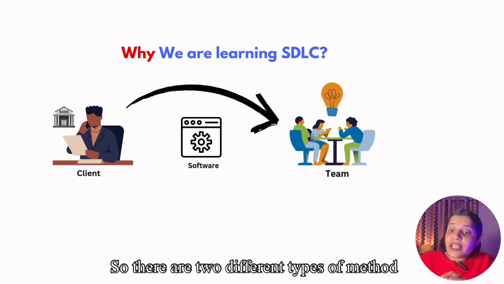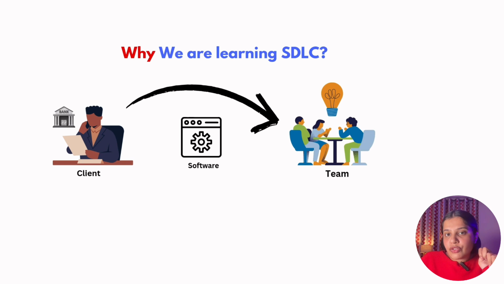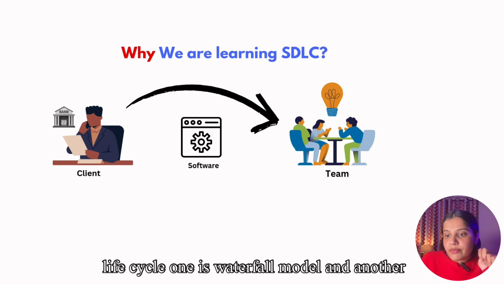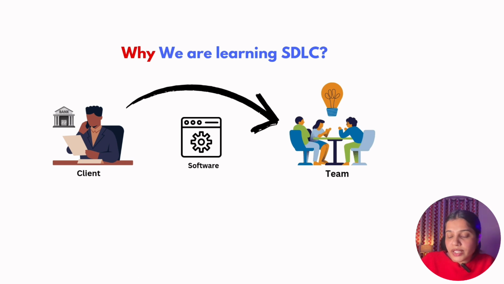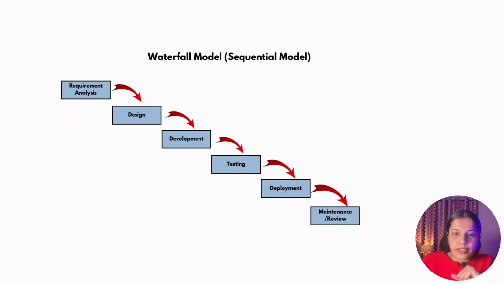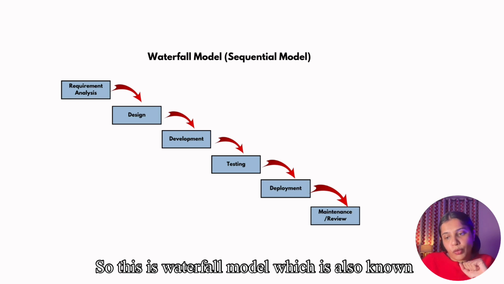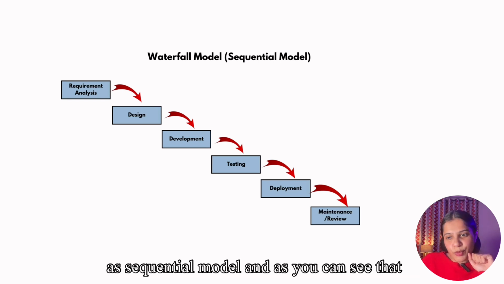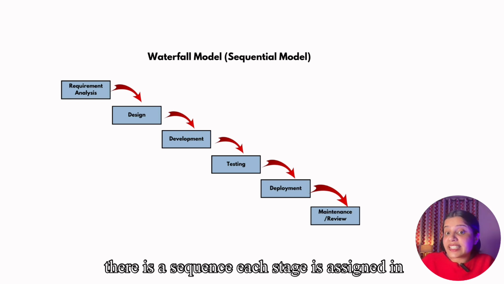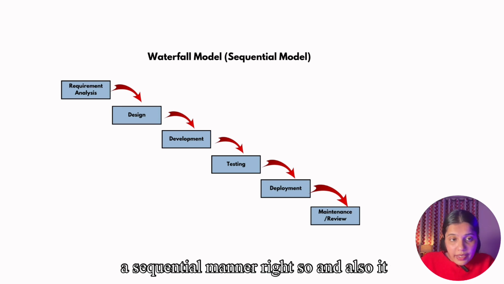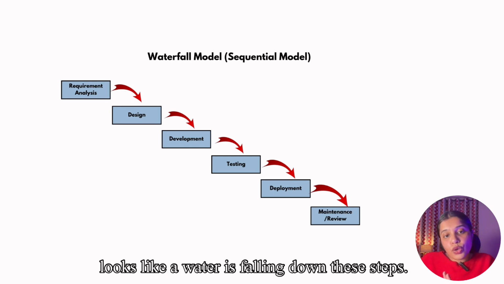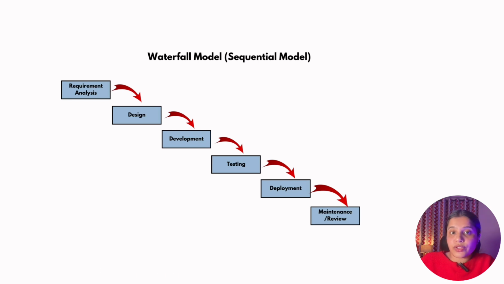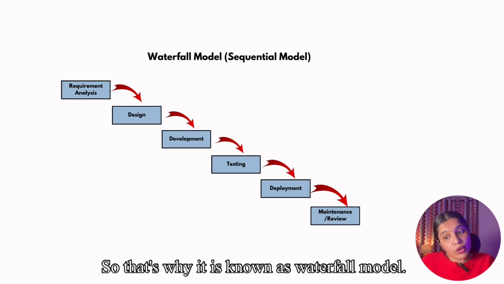There are two different types of methods which we'll be covering in software development lifecycle. One is the waterfall model and another one is agile methodology, right? So let's start with the waterfall model first. This is the waterfall model, which is also known as the sequential model. As you can see, there is a sequence. Each stage is assigned in a sequential manner, right? It also looks like water falling down the steps. That's why it is known as the waterfall model.